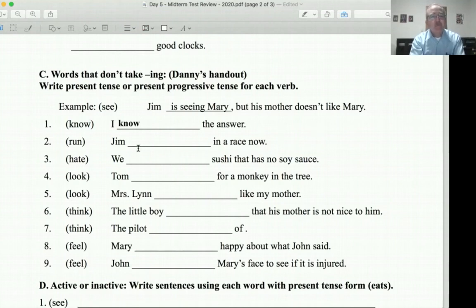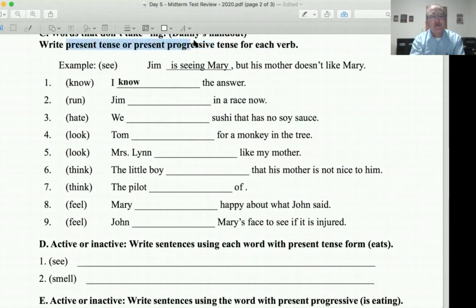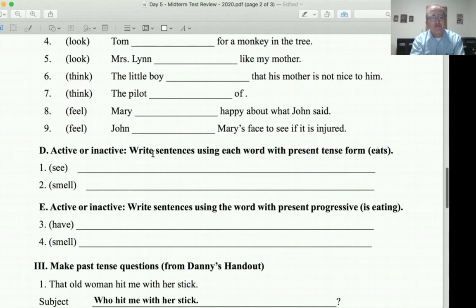Kafun show. Run. Jim runs in a race now. Okay. So we're going to write that. Probably that's going to be present progressive tense. Try to choose either present tense or present progressive tense and write them all here. Now here, write sentences using each word with present tense form. Now, the word see can be used with present tense or present progressive. See with present tense just means to see with your eyes. Okay, I see a man standing on that building. Okay, that's a good example.